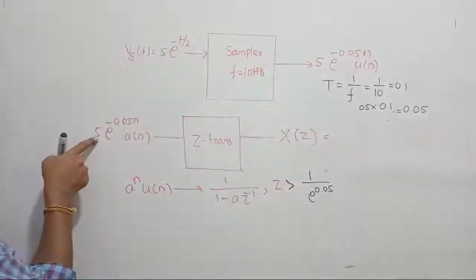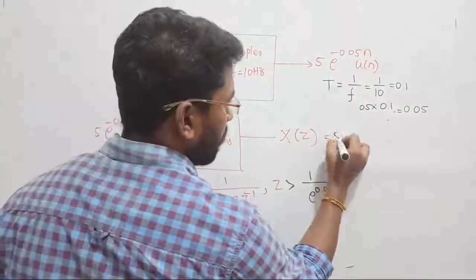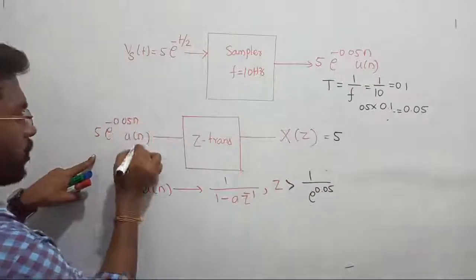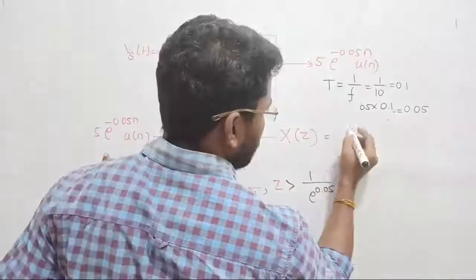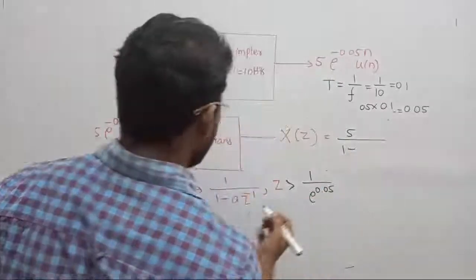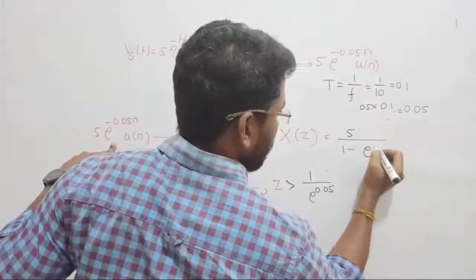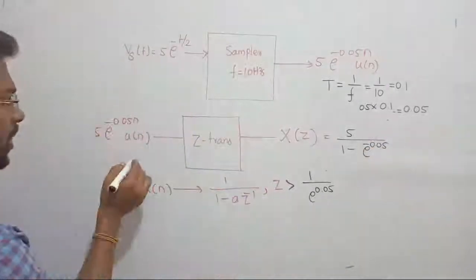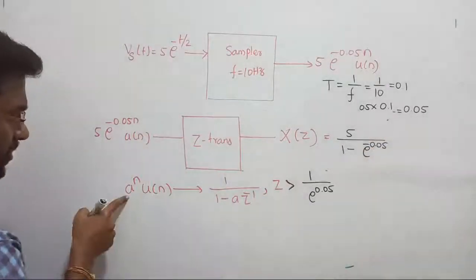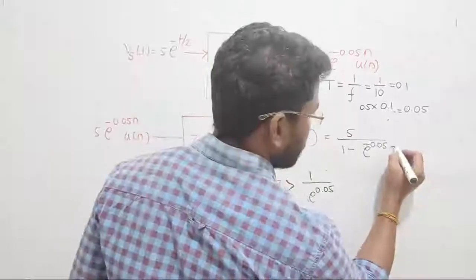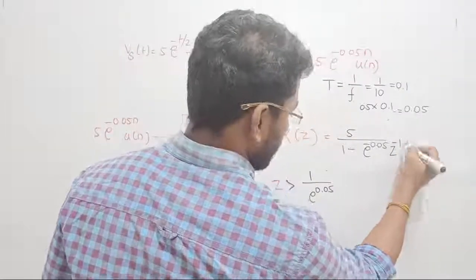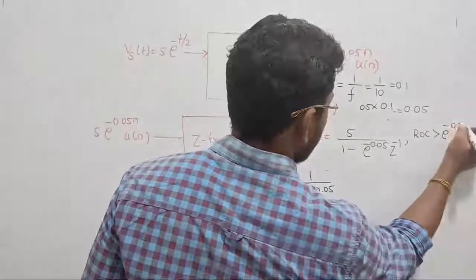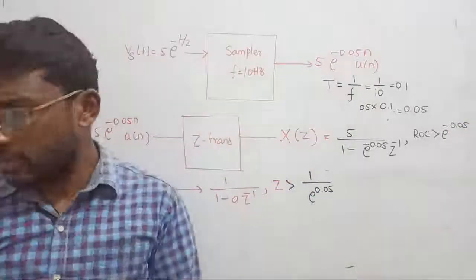Anyway, see that if we multiply by 5 here, the output is also multiplied by 5. That's all. And then this function, what will come here? For e power minus 0.05 into u of n, the answer is going to be 5, a constant factor, divided by 1 minus a. What is a? E power minus 0.05, or we can consider 1 by e power minus 0.05, right? So that is a, this is a, z inverse. So we are going to consider z inverse with the region of convergence ROC defined as greater than e power minus 0.05. Hopefully you all have understood.